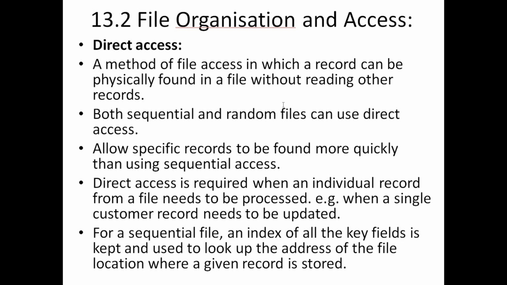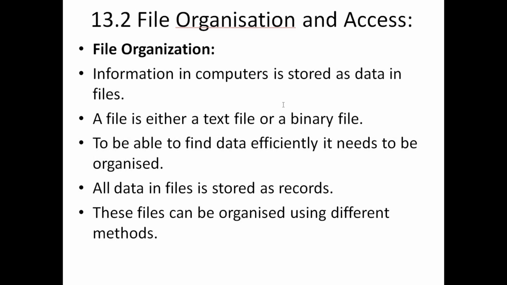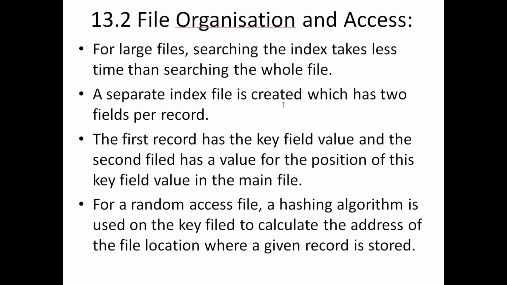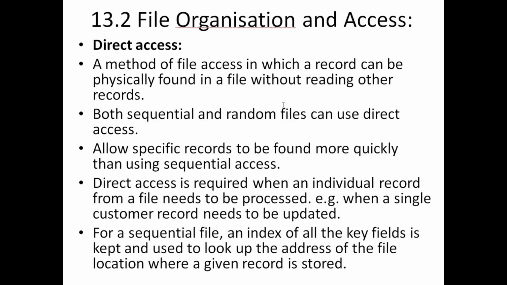Direct access, that is the second method, is a method of file access in which a record can be physically found without reading the entire file. Both sequential and random files can use this, but serial files cannot use this. It allows the specific record to be found without using sequential access, because obviously you don't need to read each and every line. Direct access is required when an individual record from a file needs to be processed.